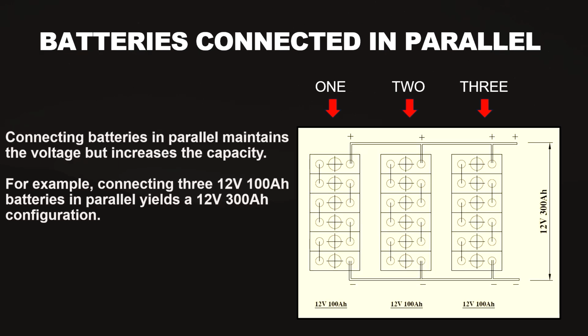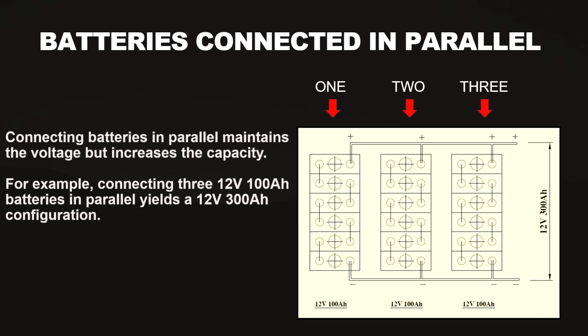Let's see the example of a parallel connection in this slide. Here there are three batteries again, each of 12 volts and 100 Ah capacity. It's the same battery which I had showed you in the series connection of the previous slide. You find that the positive of battery 1 is connected to the positive of battery 2, which in turn is connected to the positive of battery 3.